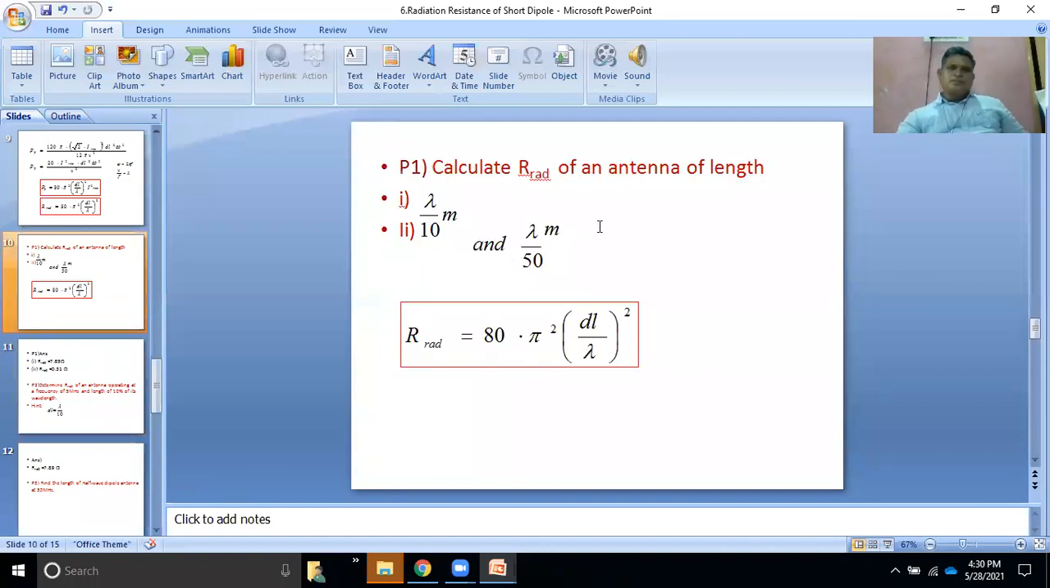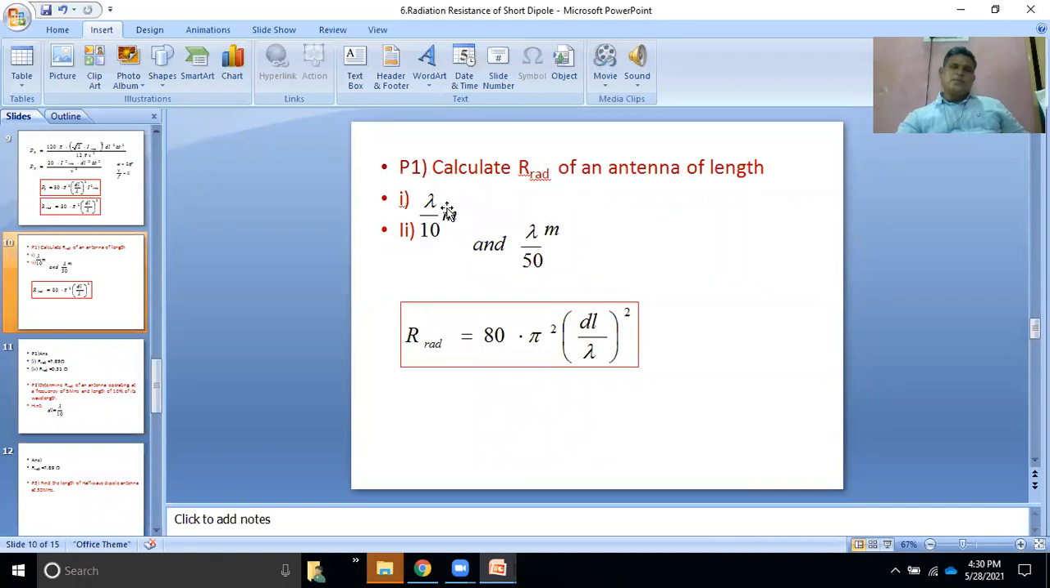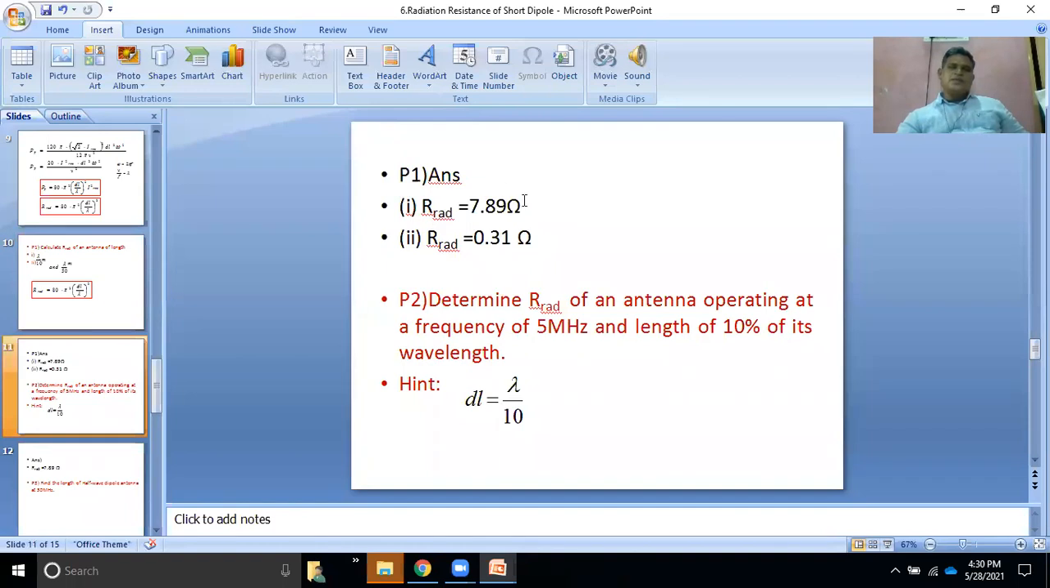See here, if the length of the antenna is very small, the radiation resistance is also very small. If the length of the antenna is quite significant, meaning lambda by 10, the radiation resistance is also very good. The total radiated power is based on the radiation resistance. If the radiation resistance is high, the total radiated power is also very high. Please solve this problem also. My next problem.